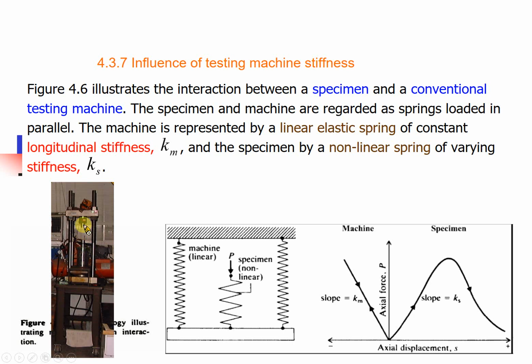There are some testing machines with a very stiff loading frame, like the one in the civil engineering department. You have the MTS system, and the MTS system has 4 steel walls, but not 4 columns.